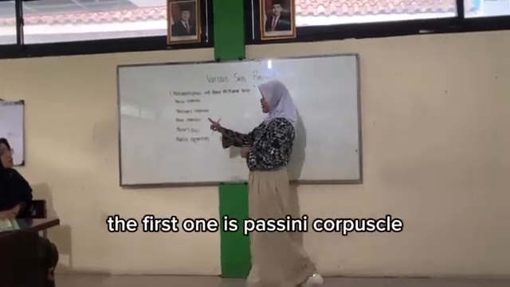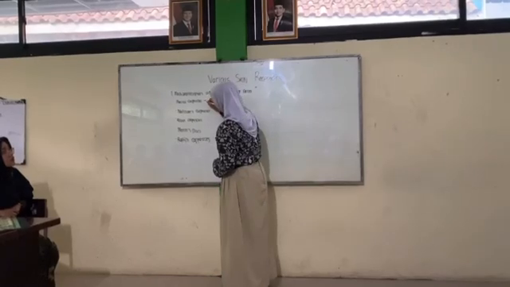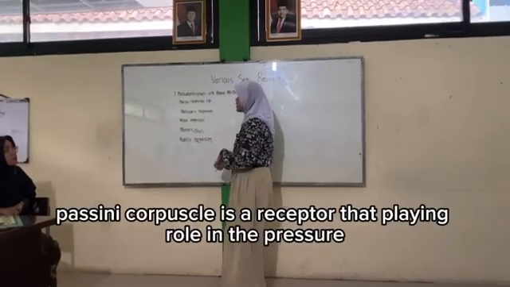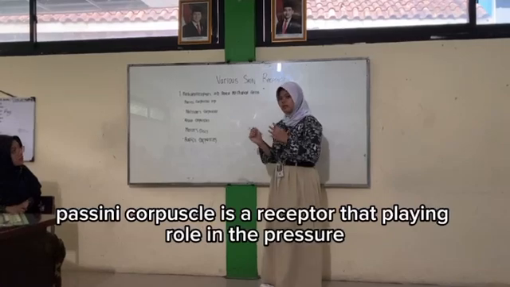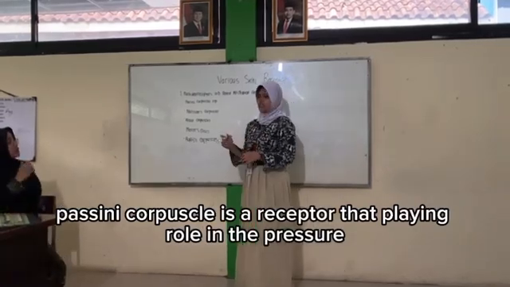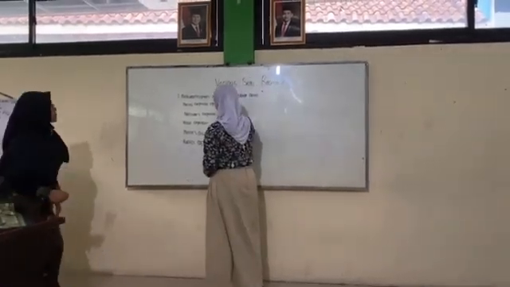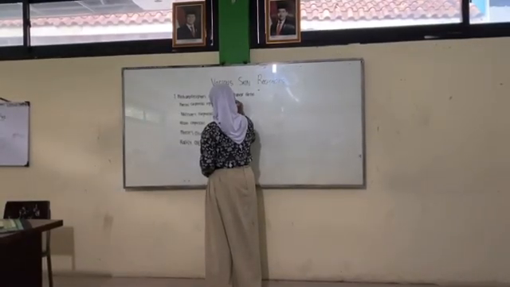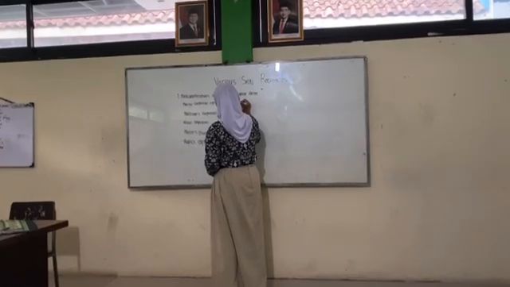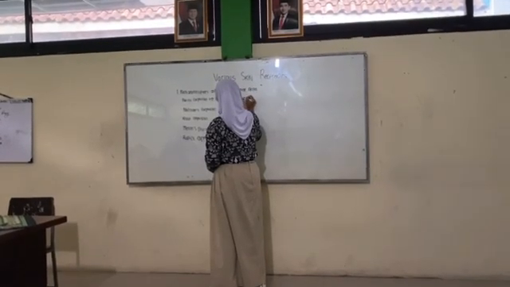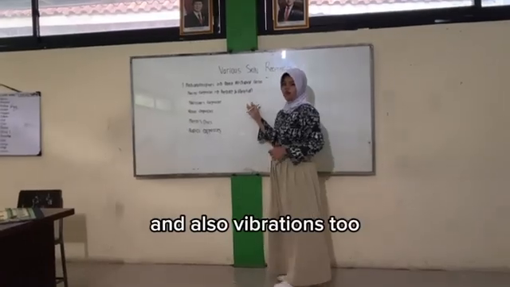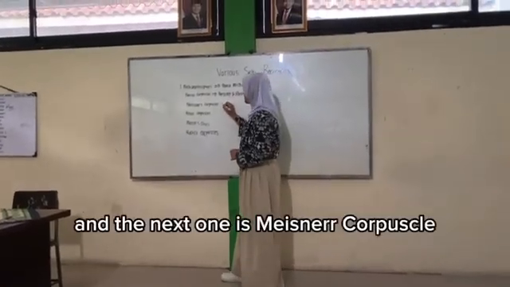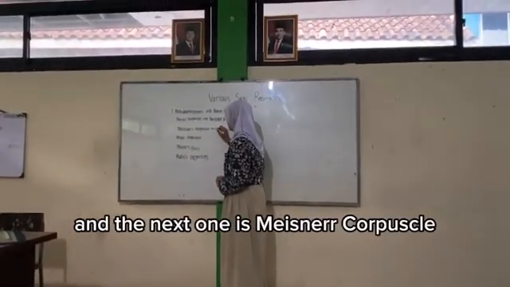The first one is Pacinian corpuscle. Pacinian corpuscle is a skin receptor that plays a role in pressure, and also vibrations too. And the next one is Meissner corpuscle.